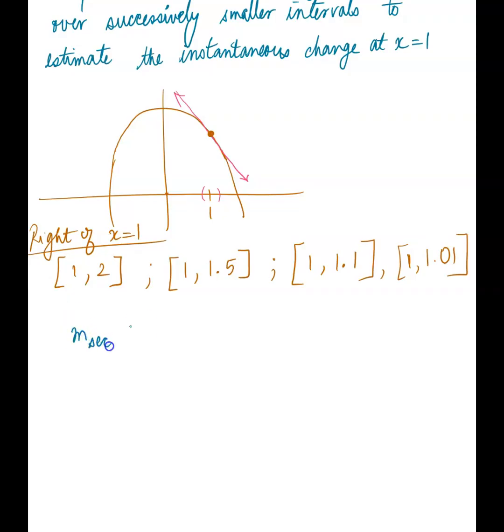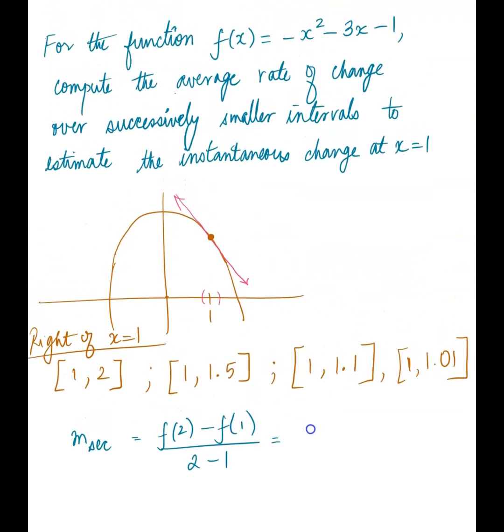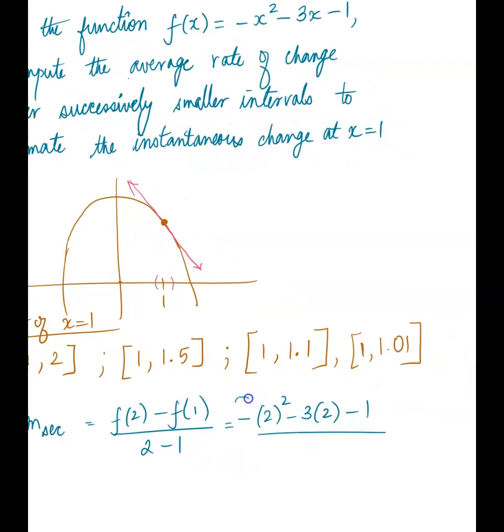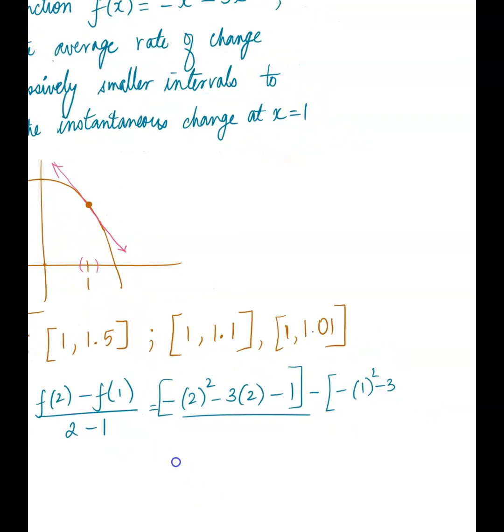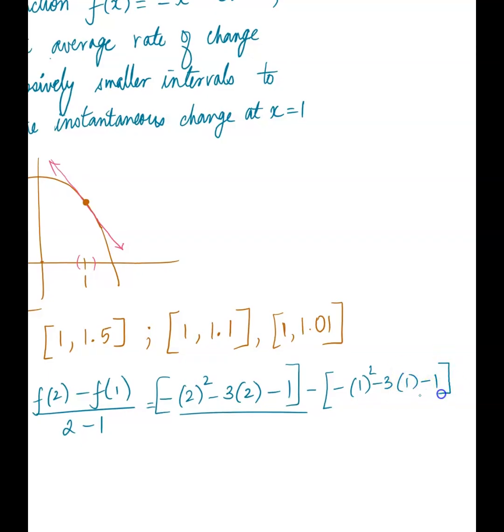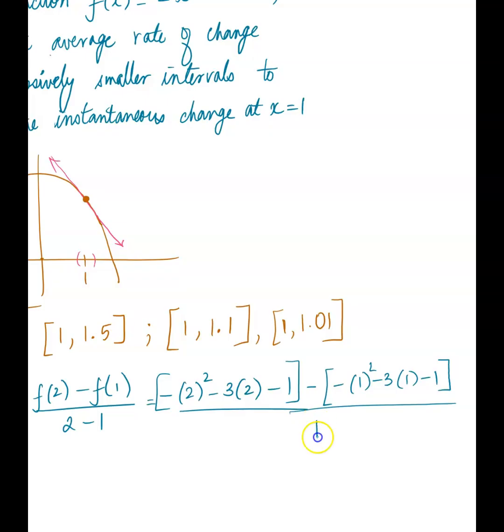So m secant equals f of 2 minus f of 1 over 2 minus 1. You're going to plug in for f of 2. In your f of x function, in the place of x, you're going to plug in 2 everywhere. Negative 2 squared minus 3 times 2 minus 1. That is for the 2. Minus f of 1, now plugging in x as 1, all over 2 minus 1, which is 1.